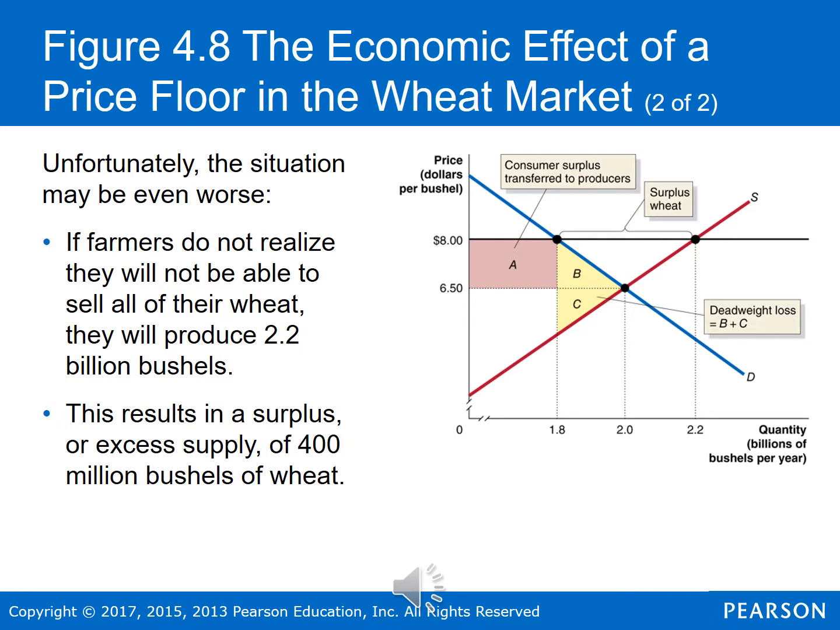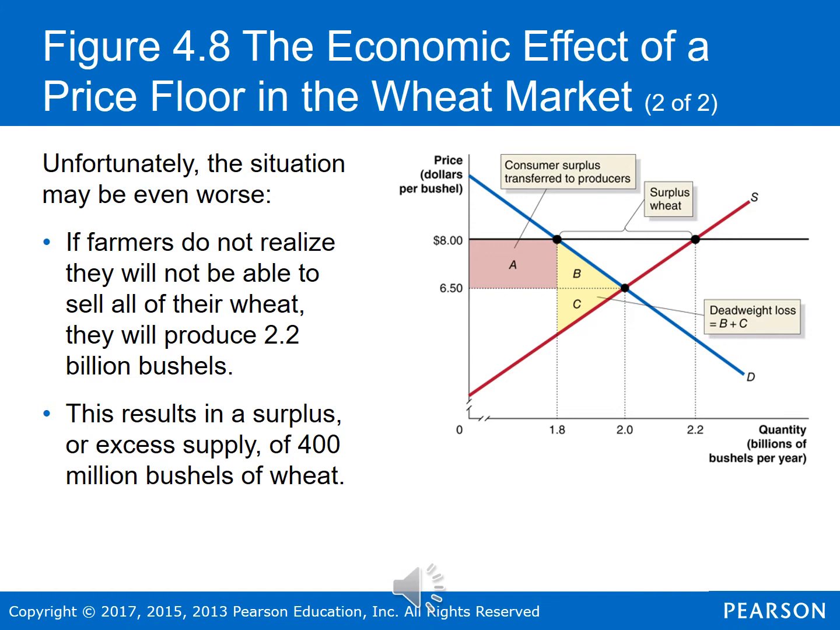Unfortunately, we don't just end up with some deadweight loss and some higher prices being paid for wheat. The situation may be even worse. Because farmers are receiving $8 per bushel, they don't realize they won't be able to sell all of their wheat. So they'll be willing to plant up until the marginal cost equals $8. If we trace that out on the supply curve, that's going to lead to farmers producing 2.2 billion bushels per year. Now consumers are only demanding 1.8 billion bushels. So we end up with a surplus, an excess supply of 4 million bushels of wheat. Some of these farmers are going to be planting wheat that they're unable to sell in the market. So they'll lose a ton of money on this.